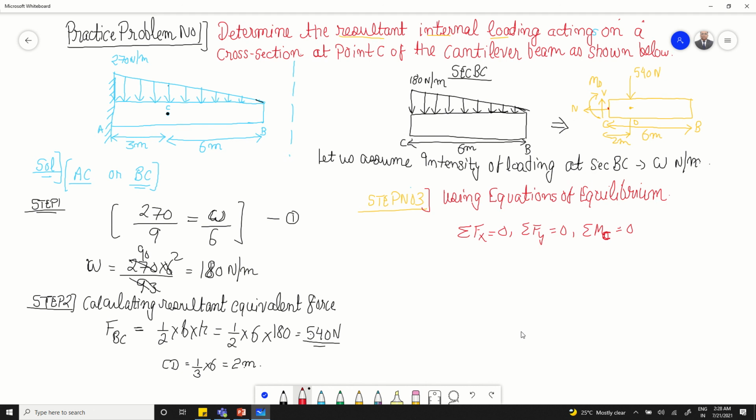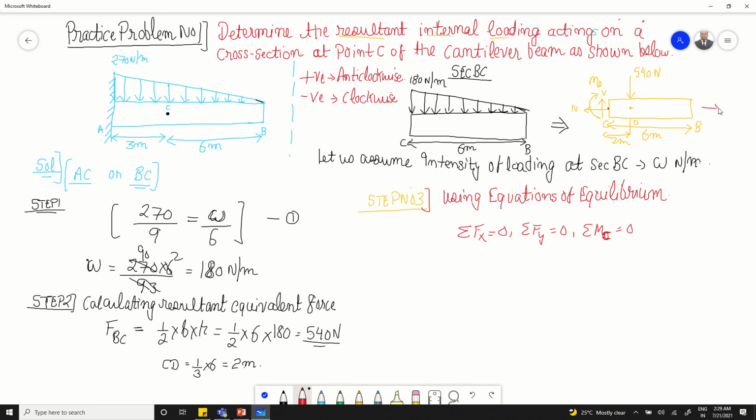Please remember one thing. For moments, I am taking one sign convention and I will be using the same sign convention in all of the problems that we will be solving in the coming lectures. A moment will be positive if it is anti-clockwise, please use the same sign convention, and it will be negative if it is clockwise. I will be using this sign convention in order to apply the equations of equilibrium.